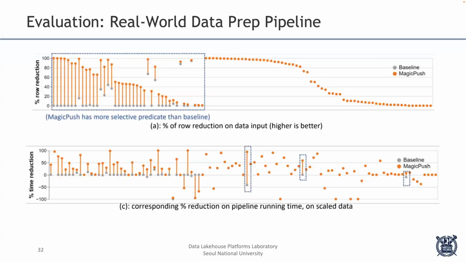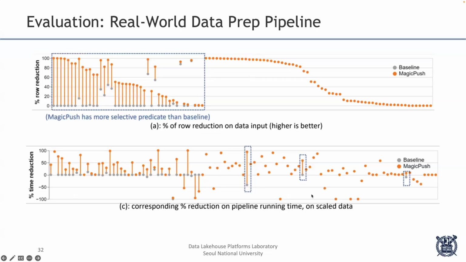So the figure here, the first one, shows the amount of data that is reduced by the pushed predicate measured in row count. And it's ordered by the most improvement to the least improvement. So we said earlier that magic push is able to push down predicates to the pipeline input of 105 pipelines, while the baseline does only 74. So in 42 pipelines, which are these ones, magic push reduces more data than the baseline by 42% on average, and in some cases by 99%.